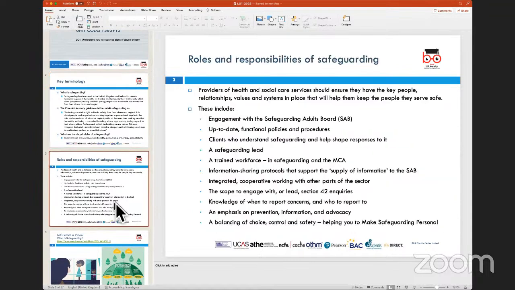Now, there are lots of roles and responsibilities of safeguarding within an organization, within the local authority, within the NHS, within the devolved government. When we look at Northern Ireland, Scotland, Wales, England, there are lots of different types of bodies, and these bodies and providers, public and private, ensure that there are key people in place, there are relationships, values, and systems and processes in place which ensure that people are not mistreated, not abused, not put in harm's way.